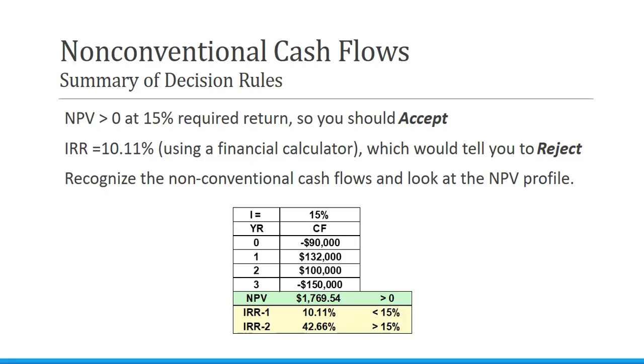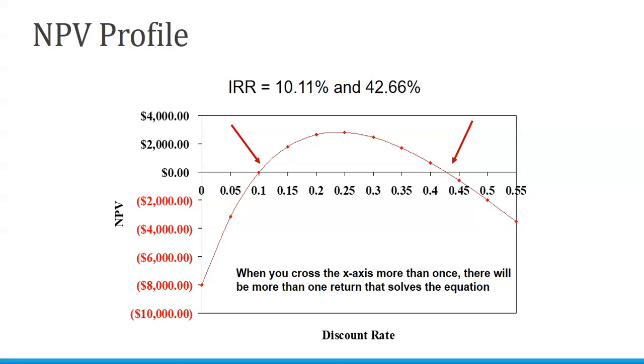It's common for a project with multiple cash flow signs to have 2 or more internal rates of return. So we're going to look at this graph then. We're crossing the axis more than once. So there will be more than one return that solves the equation. So we have 10.11% and 42.6%.